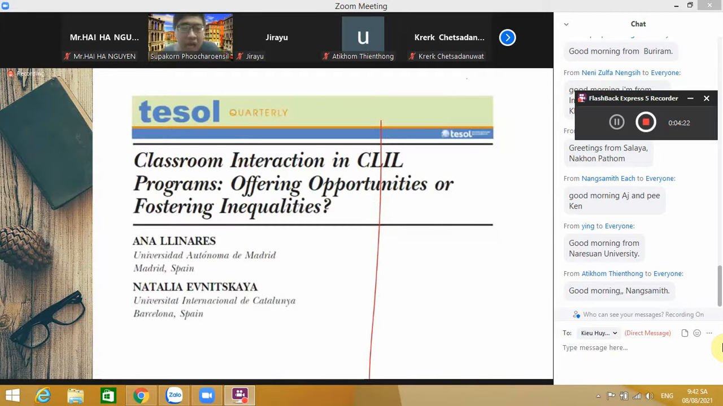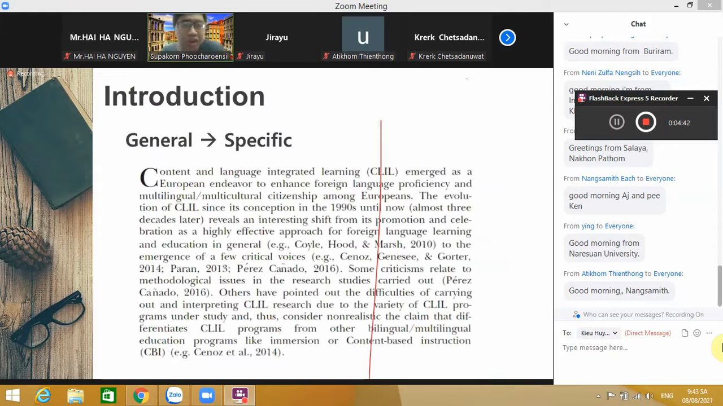Okay. I'll show you another example from TESOL Quarterly, right? The paper entitled Classroom Interaction in CLIL Programs. Right now, CLIL is a very interesting topic that many ESP and EAP researchers are interested in. So here, you cannot assume that your readers are aware of what the definition of CLIL is. That's why you should provide them with some general background, right?